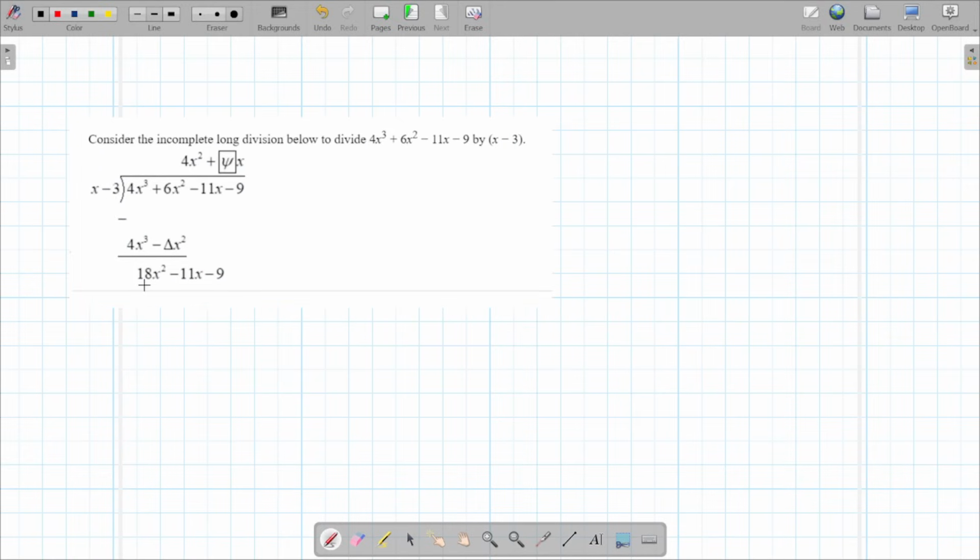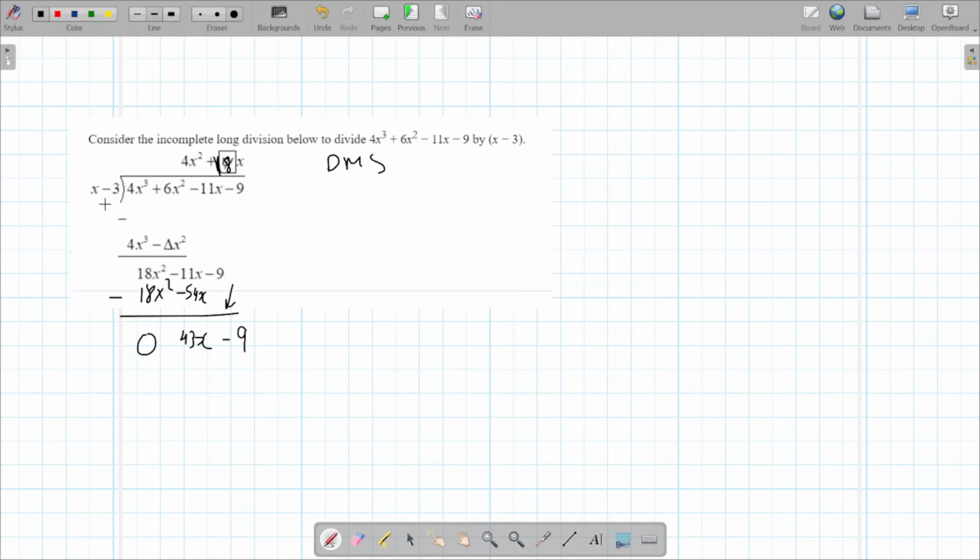Yeah, 18x squared divided by x, you're going to get 18x. Okay, so then write DMS. We divided, we got 18x. Now multiply x times 18x, 18x squared, minus 3 times 18x is going to be minus 54x. Okay, then subtract: 18, 18, 0. Minus 11 minus minus 54, it's going to be 43x. Then take down the minus 9.